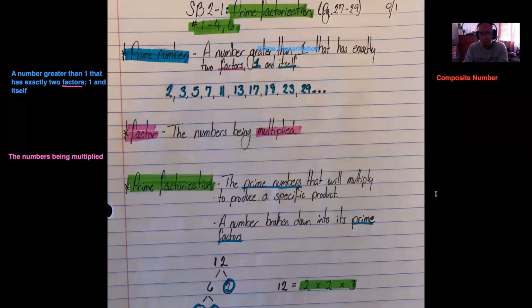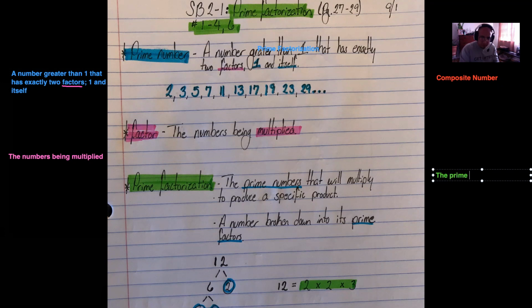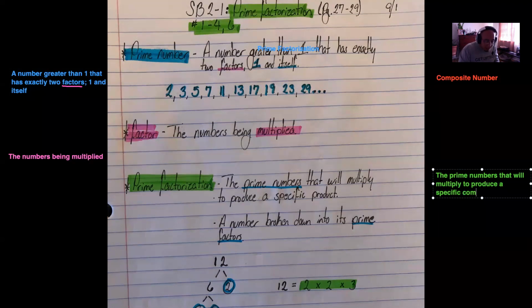So prime factorization. So putting those things together, then prime factorization refers to the prime numbers that will multiply to produce a specific, I'm going to put a specific, it says product in my own writing here, but I'm going to elaborate a little more, to produce a specific composite number. The prime numbers that will multiply to produce a specific composite number.